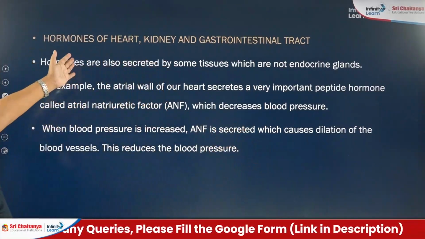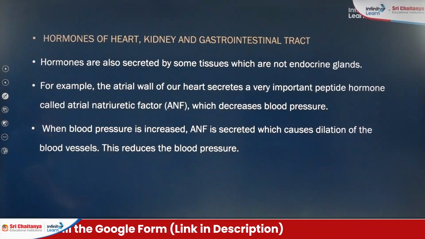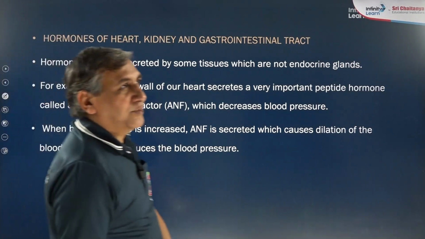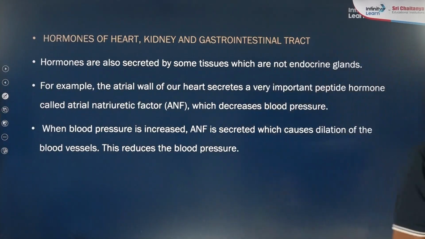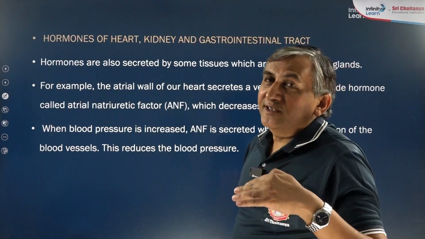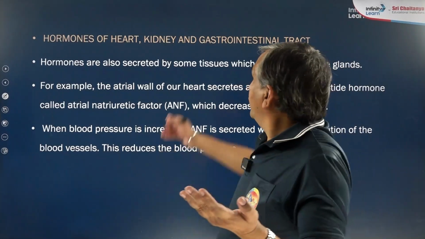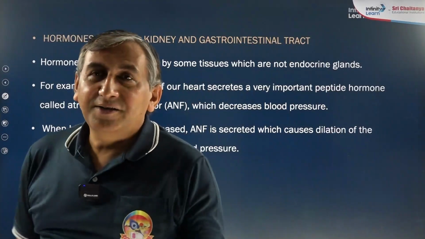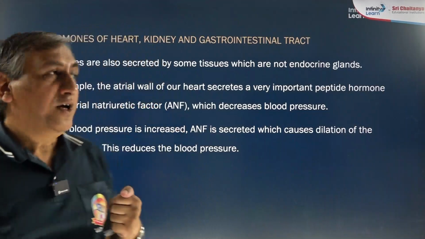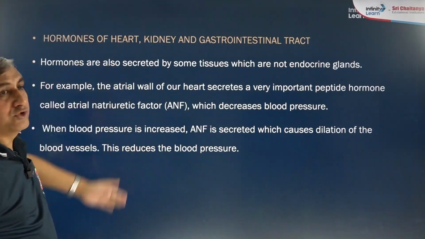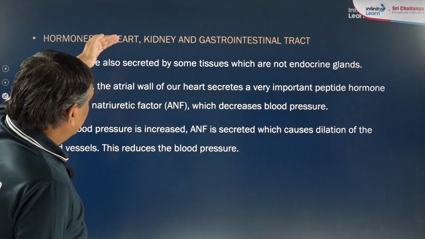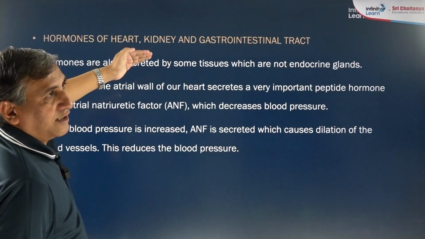Now, we have so many structures in our body, and their basic functions are different. The basic function of the heart we discussed in the cardiac cycle: it is related with the pumping of blood. The kidney is related with the formation of urine. The gastrointestinal tract is related with the digestion and absorption of food. But they also secrete some hormones, so now the hormones of the heart, kidney, and gastrointestinal tract.